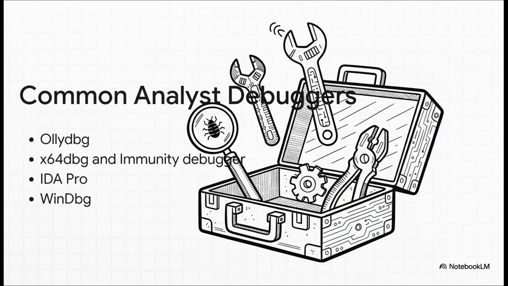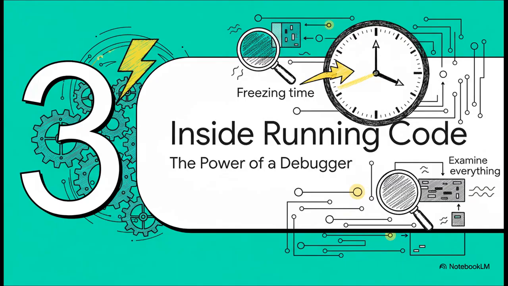And just so you know, this isn't some abstract theory. These are the real-deal tools of the trade. Names like OllyDbg, x64dbg. These are the bread and butter for security analysts out in the field doing this deep, live inspection every single day. So what's it actually like to use one of these things? What does a debugger let you do?